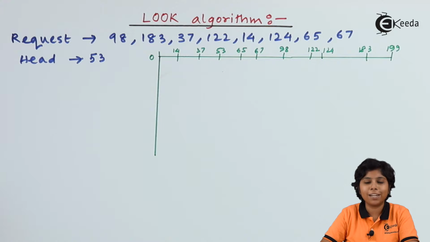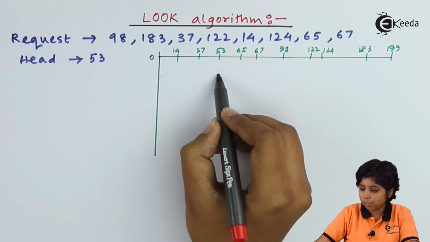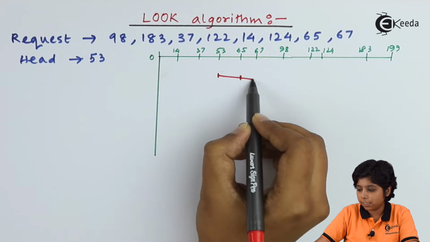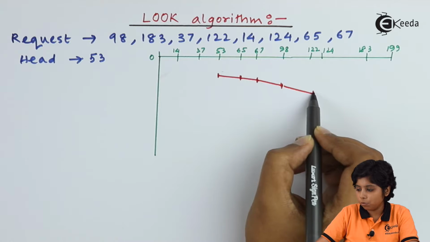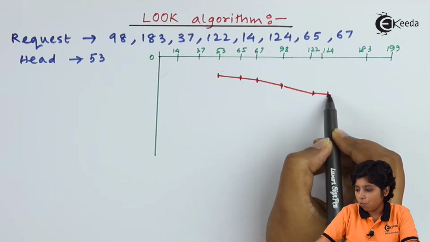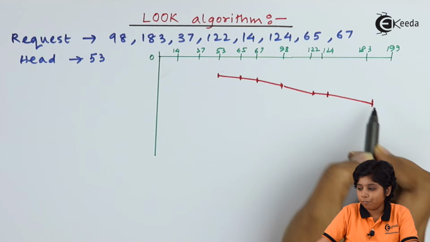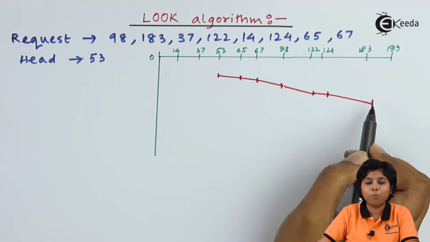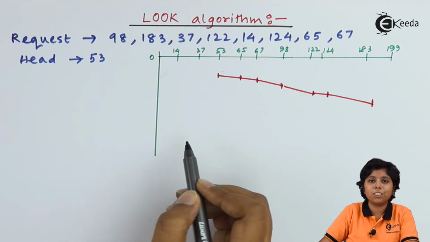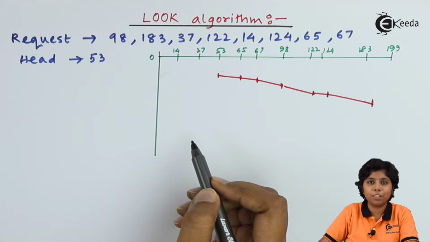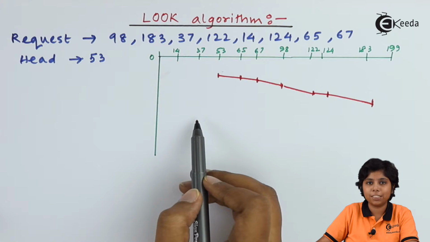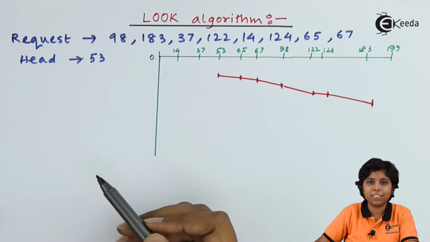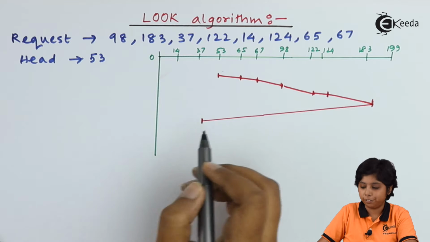So first, for the LOOK algorithm, we will now move to the right end. From 53 to 65, then to 67, then to 98, then 122, 124, 183. Now after reaching 183, it will move in the reverse direction, servicing the requests that it meets at each cylinder. So the first cylinder it will reach is 37 while coming back from 183. Then it will reach 14.